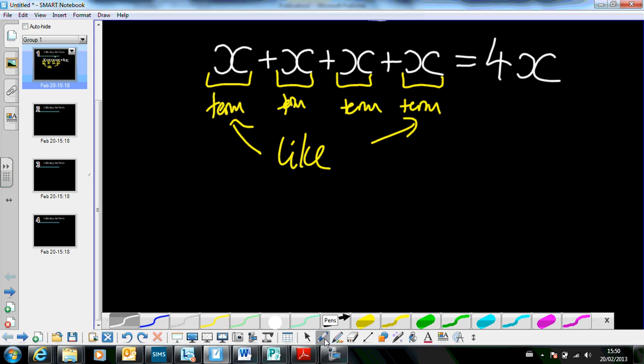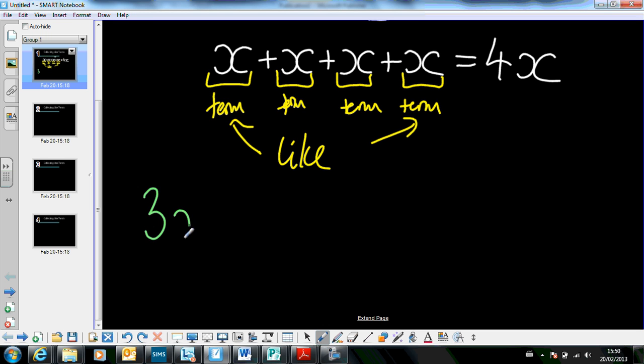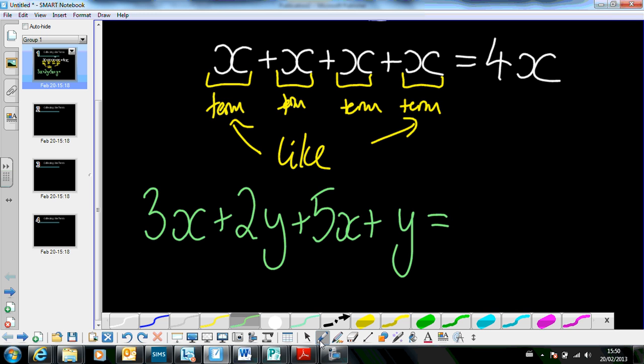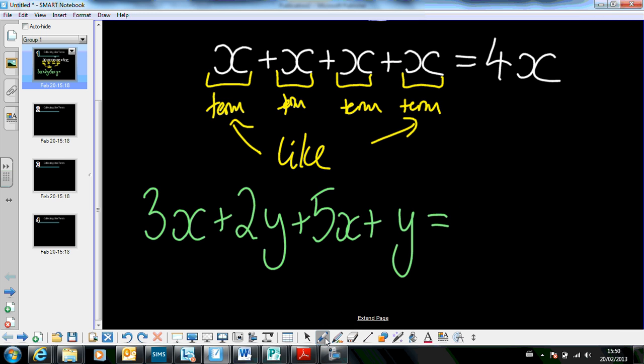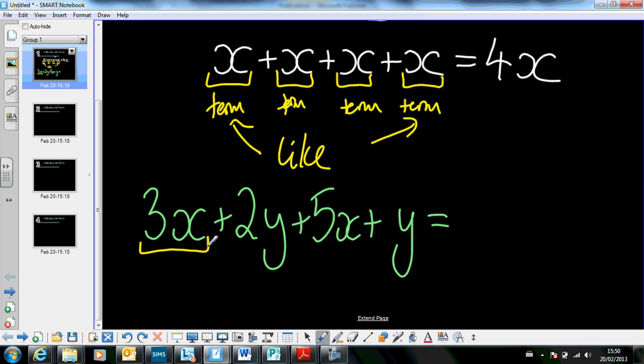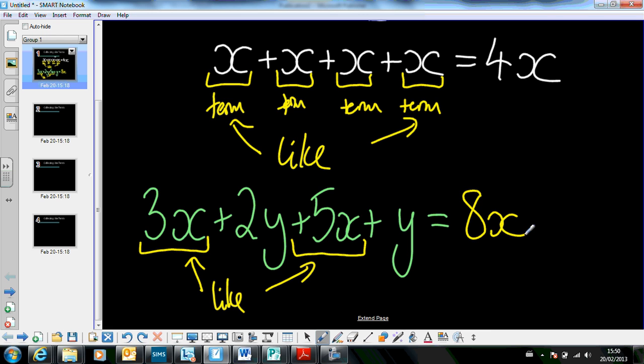And we can make it a little bit more complicated by throwing in some y's as well. But again, nothing that we should find difficult. So if we've got 3x plus 2y plus 5x plus y, I can collect together any terms that are like. So this term here and this term here are like. So I've got 3x and 5x all together, that makes 8x.